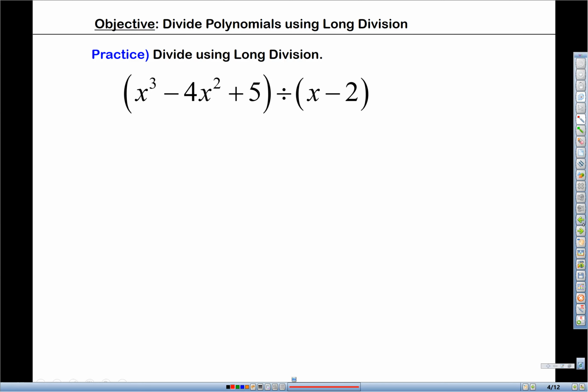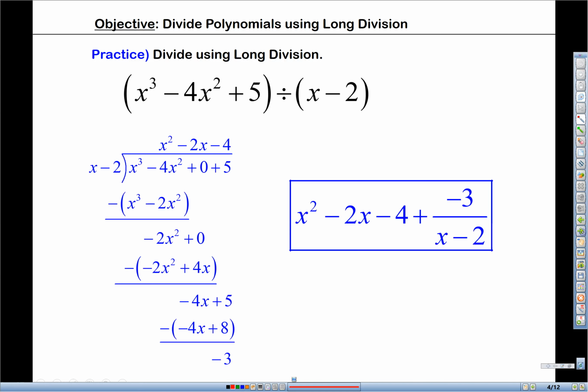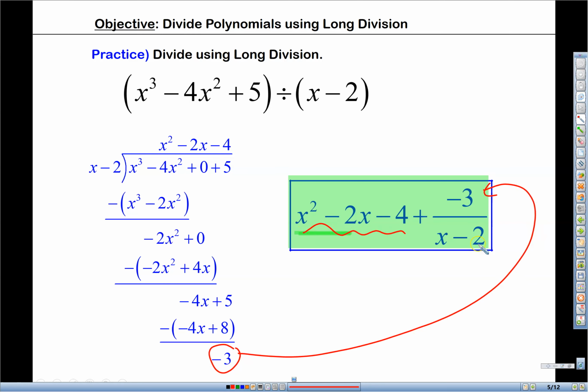Let's take a look at the answer now to this practice problem. So over here is hopefully what you got. If you did not get, here's your quotient, the trinomial. And then your remainder is negative 3 over the divisor, what we were dividing by, of x minus 2. And then take a look at the work if yours doesn't match and try to find your mistake.